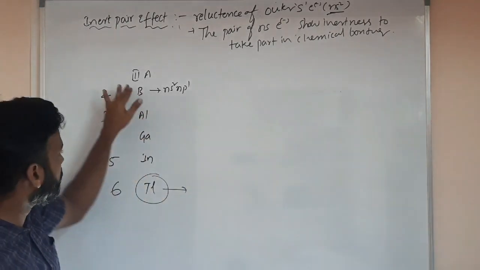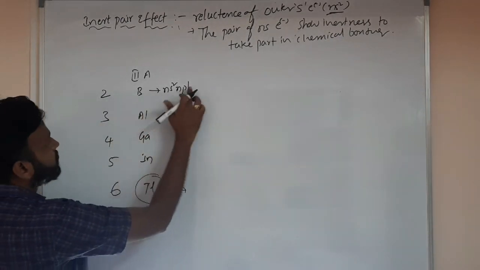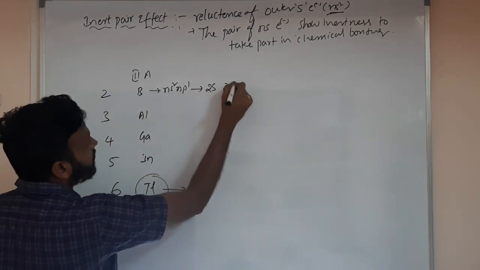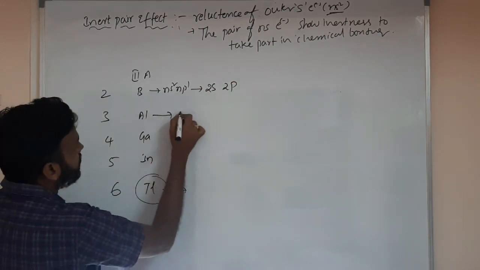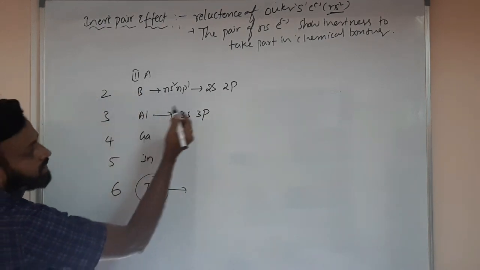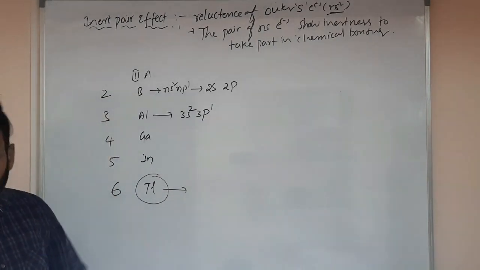P block starting, the boron family. Correct? So here ns2 np1. What is the group here? 2, so 2s and 2p orbitals will be here. Then 3, so 3s and 3p. What group is this? Third. So 2 and 1, only 3 electrons are present now.